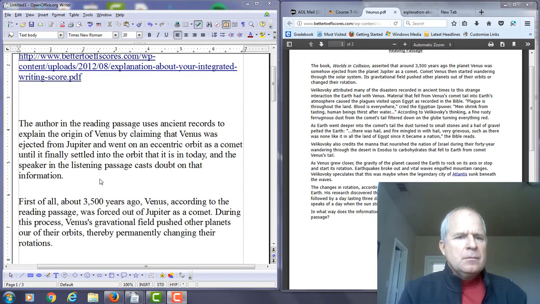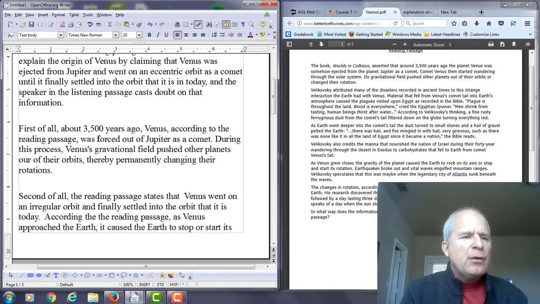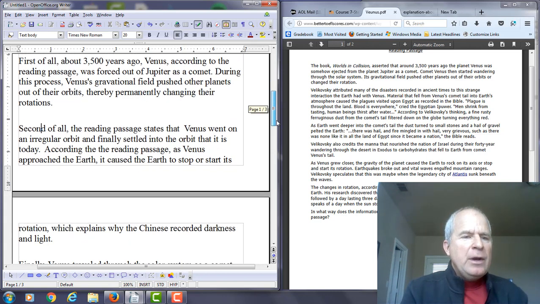Okay, let's see how we've developed these paragraphs. We have the author and the readings, we have that, so let's go to the next one. So I'm developing each idea a little bit more. So first of all, about 3,500 years ago, Venus, according to the reading passage, was forced out of Jupiter as a comet. During this process, Venus's gravitational field pushed other planets out of their orbits, thereby permanently changing their rotations. Second of all, the reading passage states that Venus went on an irregular orbit and finally settled in the orbit that it is in today.